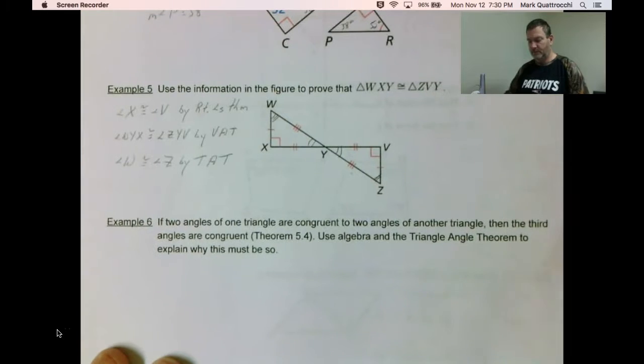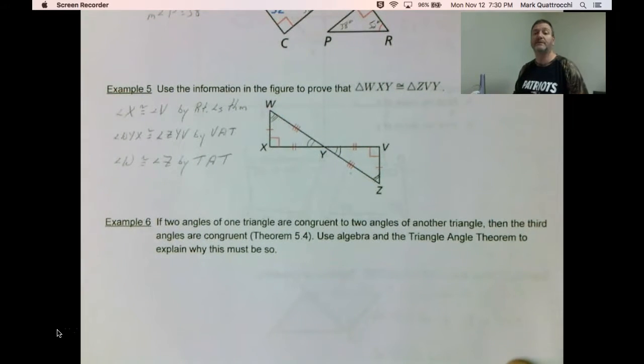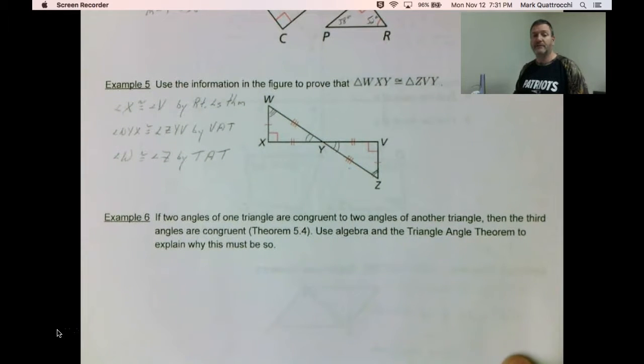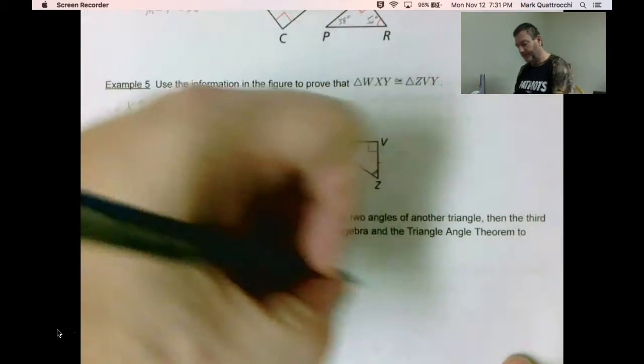Okay, if 2 angles of one triangle are congruent to 2 angles of another triangle, then the third angles are congruent. That's theorem 5.4, or the third angles theorem. We're going to use a little bit of algebra and the triangle angle theorem, congruence theorem, to prove that this must be so. It says explain. In the answer key, it's just a couple sentences that explain why it must be so. I'm going to do a proof.